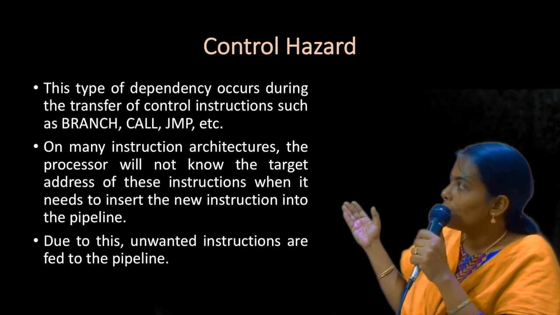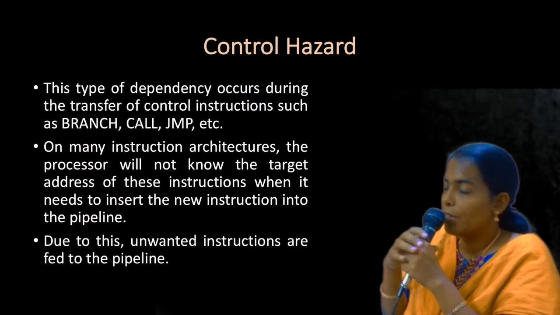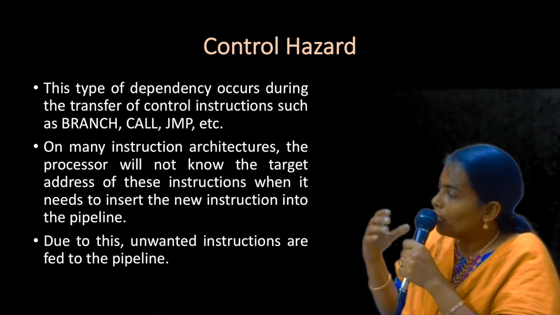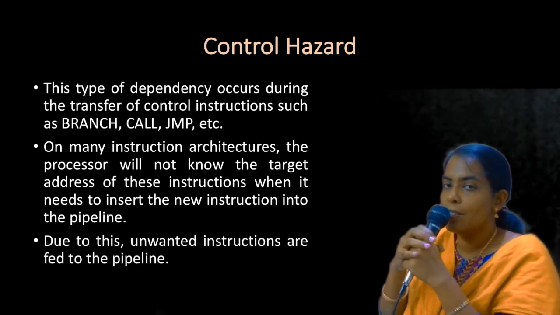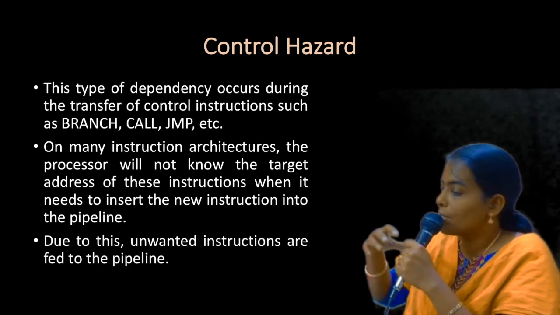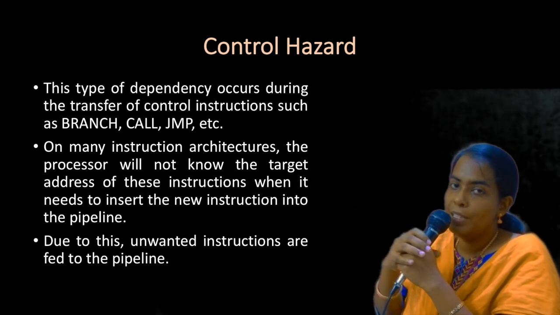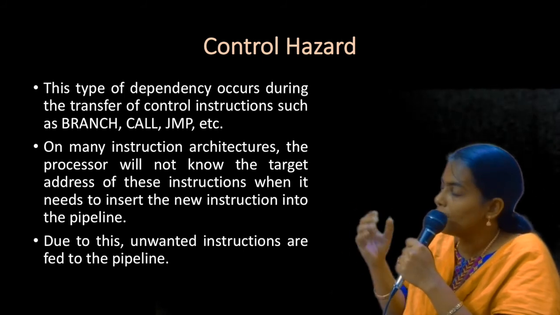The next one is the control hazard. A control hazard is a hazard which occurs whenever a branching instruction occurs during the execution of a sequence of instructions. Sometimes this leads to unwanted instructions being fed into the pipeline. So let us take an example.